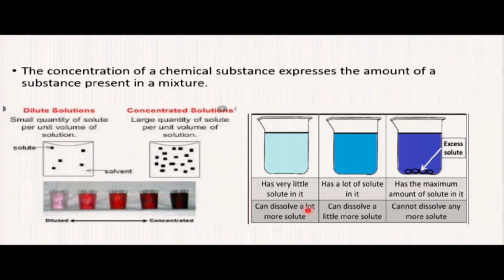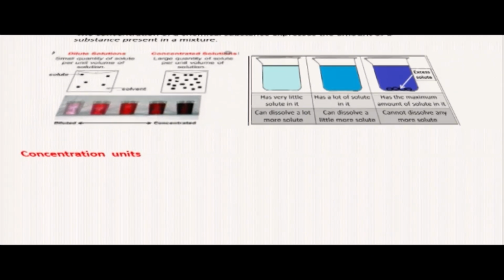This one can dissolve a lot more solute because it is still dilute, and this one can dissolve a little more of the solute, so it can still dissolve. But the concentration is increasing. When you look at the colors over there, you see the change in the concentration and what happens as you add more of the solute into the solvent.